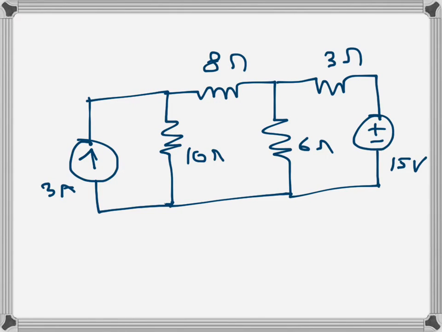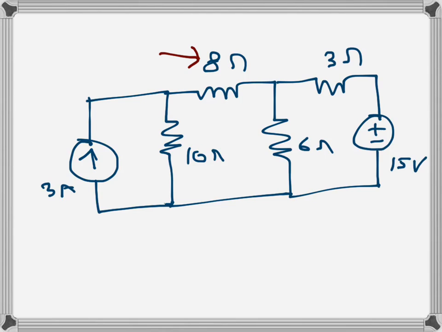We need to use the source conversion method to find the current through the 8 ohms resistance, and the power dissipated by this resistance. If we know the current, we know the power, I squared R, and we have the R, so that's fine. We need to find the current first.